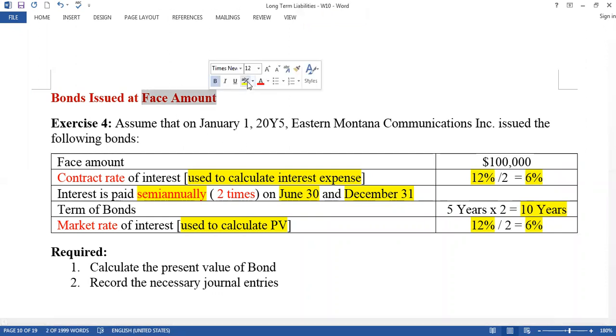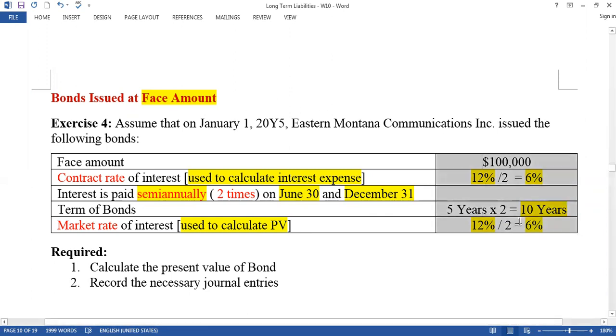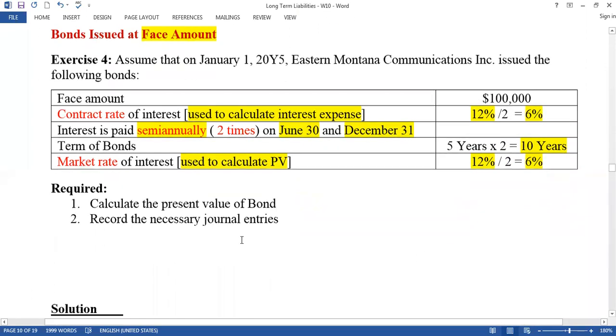The question will not tell you whether it is a face amount bond, a discount bond, or a premium bond. The question will not mention it, but by reading and understanding the question carefully, you have to figure out whether this is a premium bond, discount bond, or face amount bond. And this kind of short calculation you have to do from the very beginning.